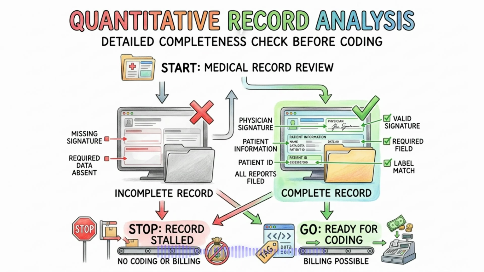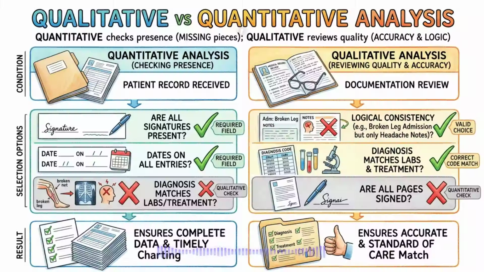If a discharge summary is missing its final signature, the record is considered incomplete and often cannot be fully processed for hospital billing. You might see exam questions asking you to identify this specific type of record review. While quantitative analysis looks for missing pieces, qualitative analysis focuses on the actual quality and accuracy of the documentation.